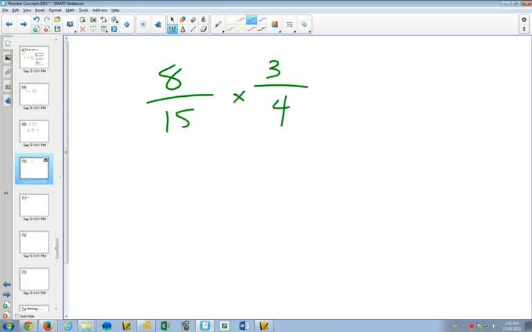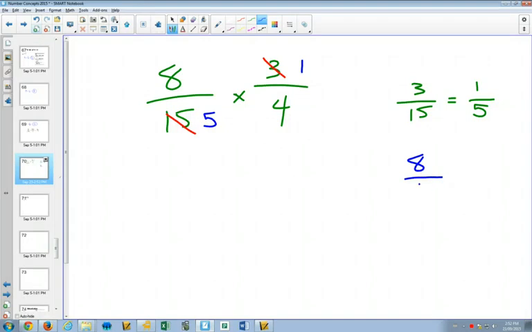Okay, none of the numbers are the same, but you can simplify fractions, like going diagonal. 3 over 15 is the same as what? 3 over 15 is the same as 1 over 5. So you could change the 3 and the 15 to a 1 and a 5.